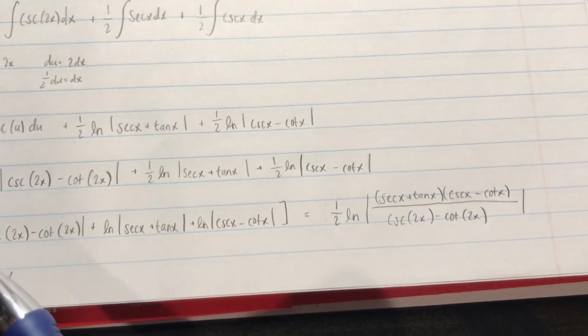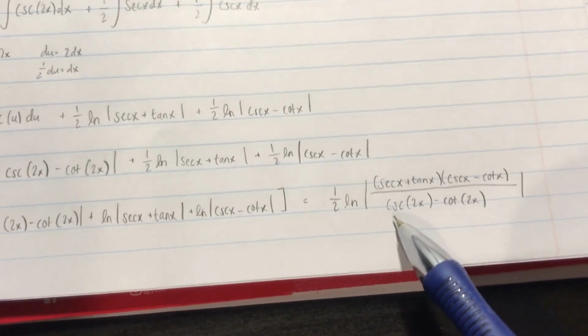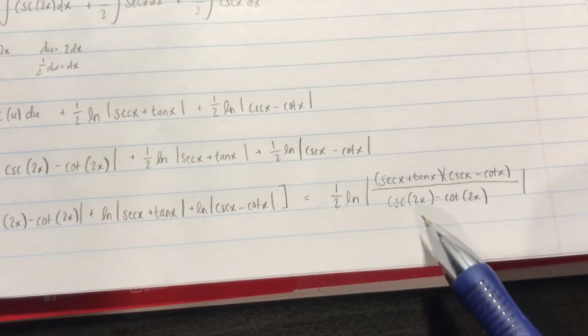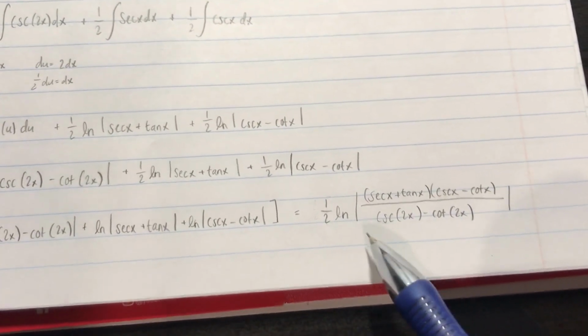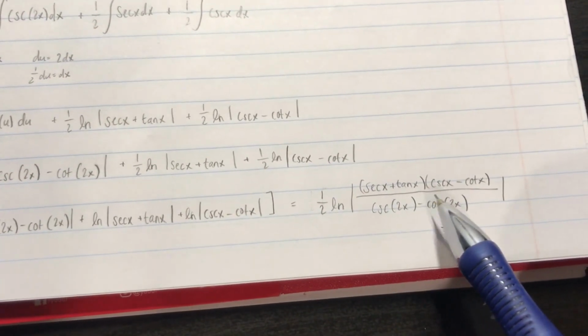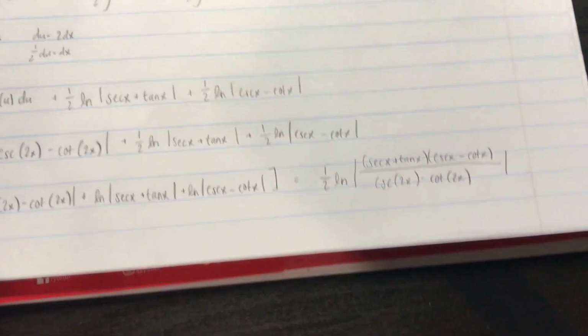And because this is a negative ln, we're going to subtract, which means we divide that entire term. And what we're left with is 1/2 times the ln of the absolute value of secant x plus tan x times cosecant x minus cotangent x, over cosecant of 2x minus cotangent of 2x.